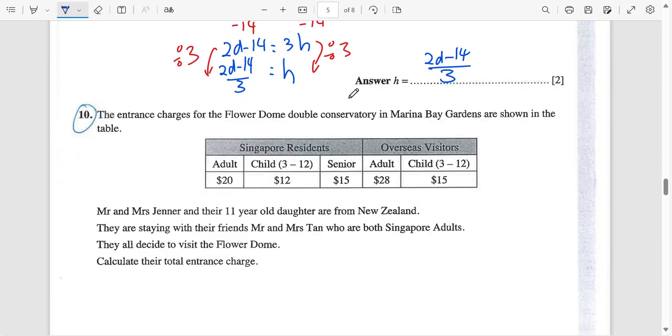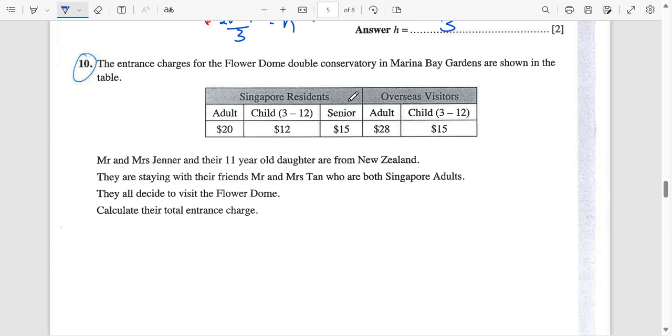Okay, let's look at question 10. The entrance charges for the Flower Dome Conservatory in Gardens by the Bay are shown. Mr. and Mrs. Jenner and their 11-year-old daughter are from New Zealand, so they are foreigners. So we must look at overseas visitors. So 11-year-old daughter means she's a child. There are two adults here. They are staying with their friends Mr. and Mrs. Tan, who are both Singapore adults. They all decided to visit the Flower Dome. Calculate their total entrance charge.